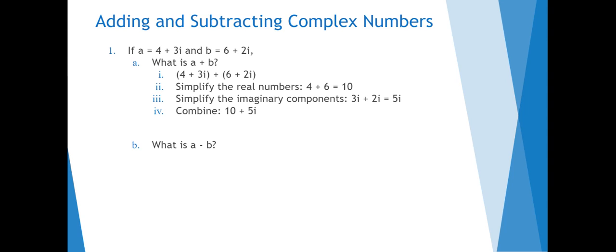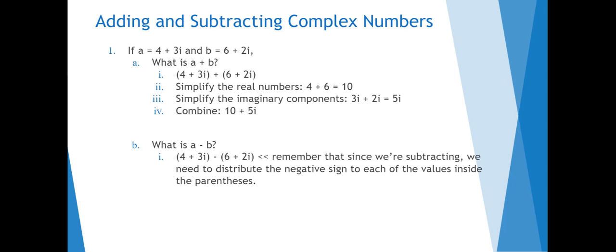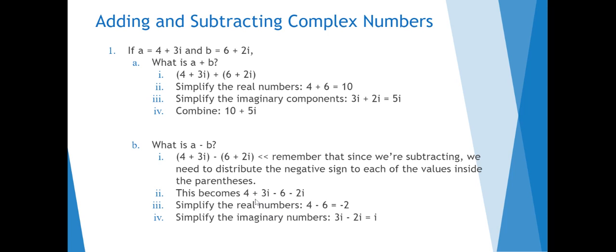So now, how about a minus b? And keep in mind that since we're subtracting here, we would have to put parentheses around the 6 plus 2i because we have to distribute this negative to both numbers in the b term. So this would simplify to 4 plus 3i minus 6 minus 2i because we're basically just distributing that negative sign. And now simplifying the real numbers from this, so 4 minus 6, that would just be negative 2. And now simplifying the imaginary numbers, so 3i minus 2i, that gives us i, and combining, so it's just negative 2 plus i.